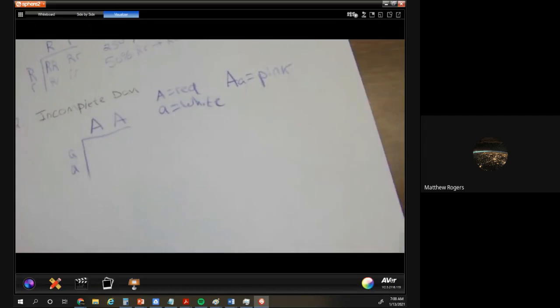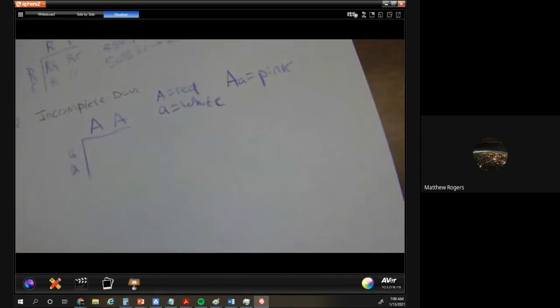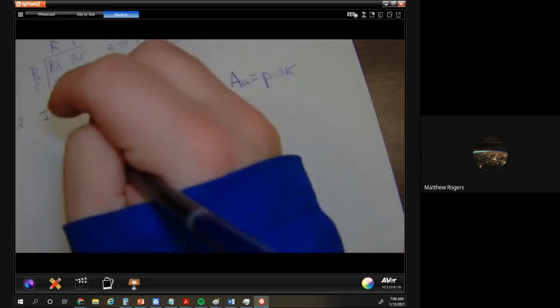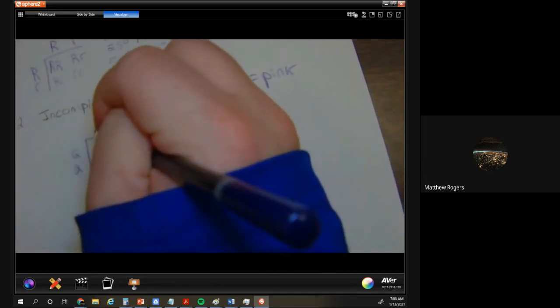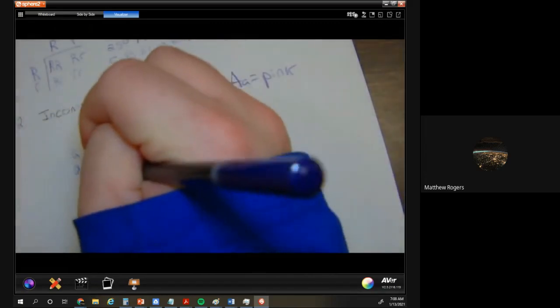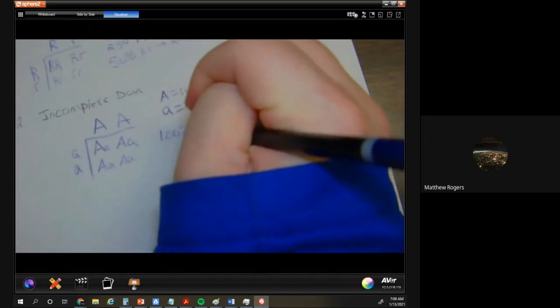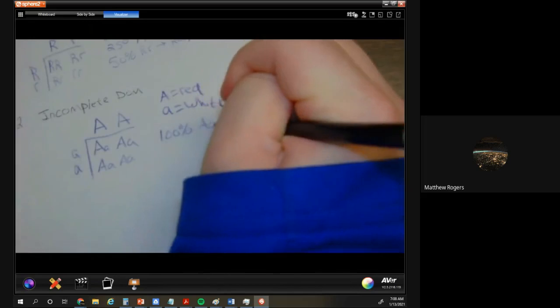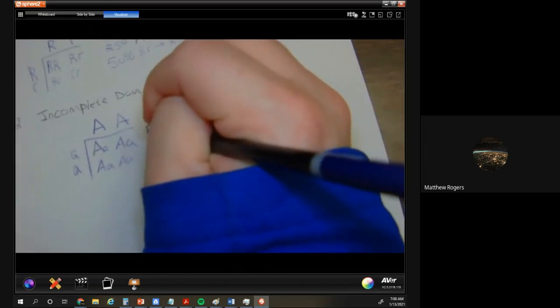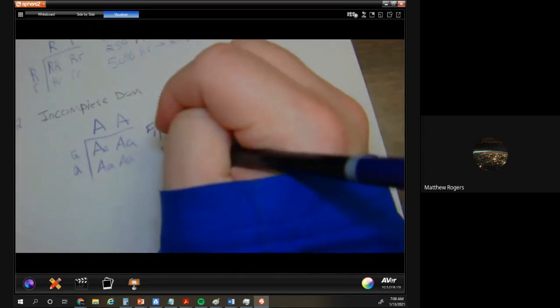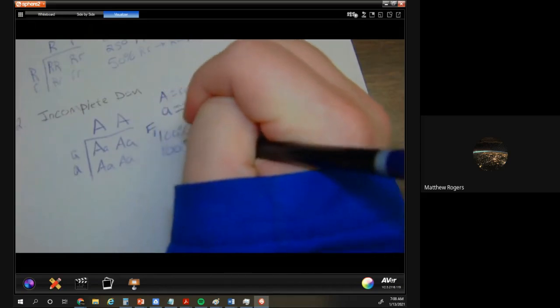It's always good sometimes to write this stuff down because, of course, when you're doing a problem, sometimes you forget things. So we go through and we find out that it's going to be 100% big A, little a. I'm going to put F1 here because it's the F1 generation. And it's 100% pink.